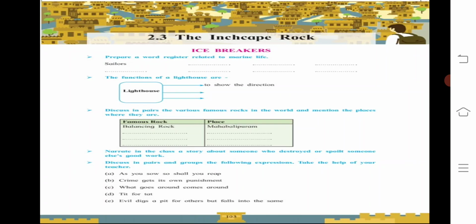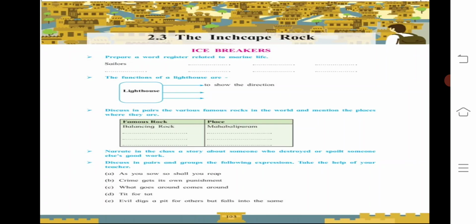So it is about the particular rock which is very important in that area because of its significant work. So what's that significance of it? Why was it important? Everything we will see rightly in the explanation. Before that, we have to solve all the icebreaker activities. Very interesting icebreaker activities are there, students, and all are related to sea life. Prepare a word register related to marine life.